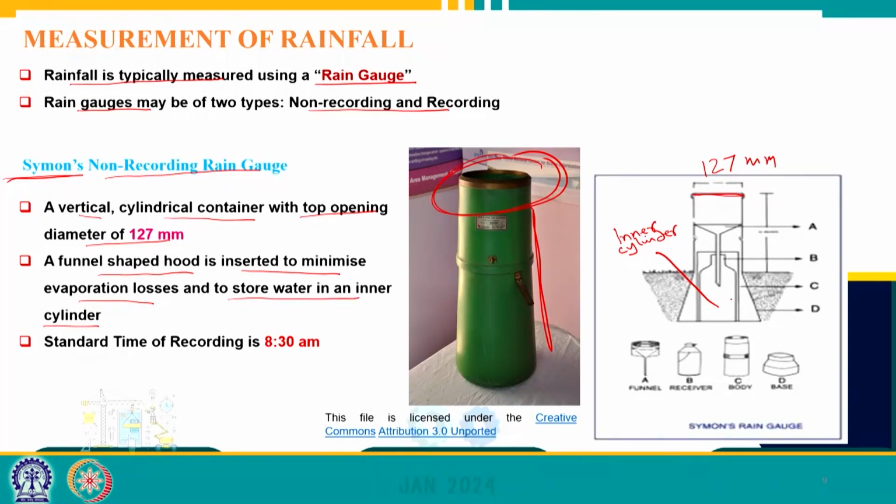When water gets collected, the typical standard time of recording recommended in India is 8:30 a.m. So, every day at 8:30 in the morning, the recorder comes, empties this inner cylinder into a measuring cylinder, and then records the rainfall, and that is recorded as the rainfall in the previous 24 hours. So, that is how a non-recording rain gauge functions.